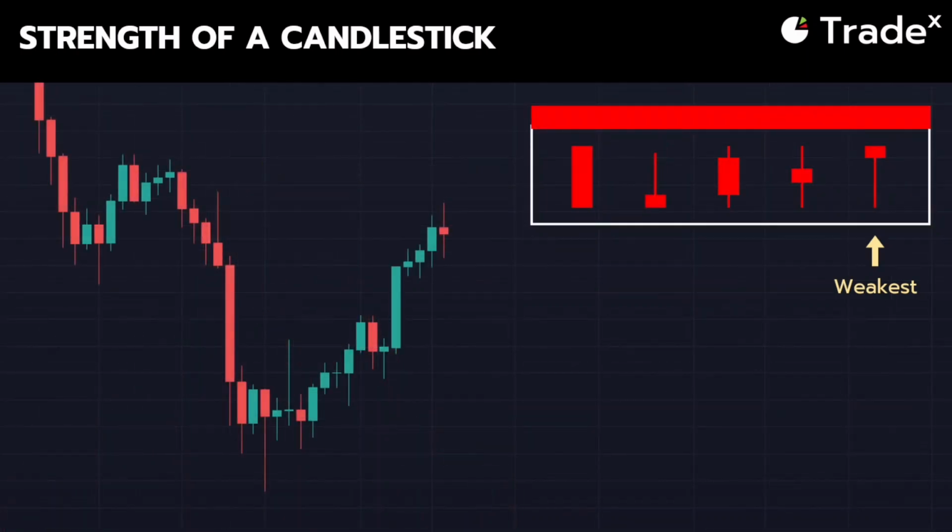Similarly, in a downtrend chart, if you see a candlestick with long lower wicks after several days of declining prices, it signals weakness in the downward trend. This pattern suggests that the selling pressure is weakening, which may indicate a potential reversal to the upside.